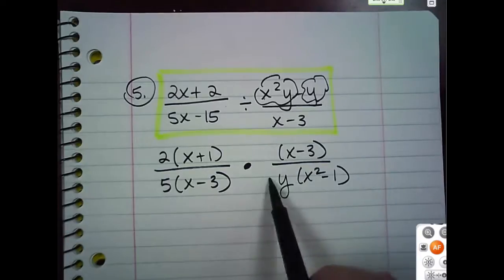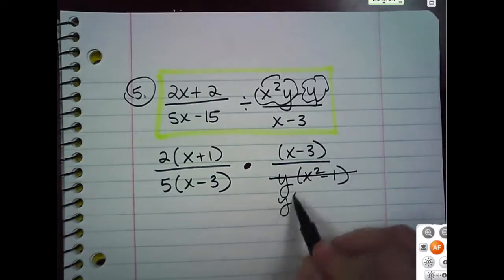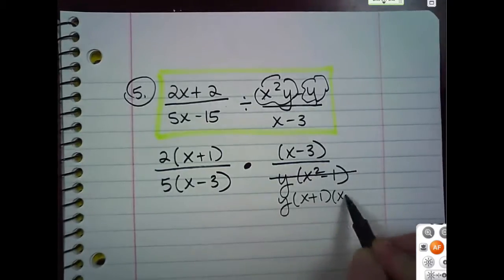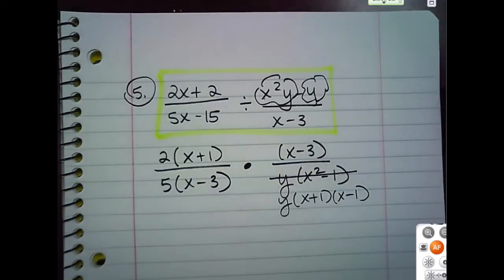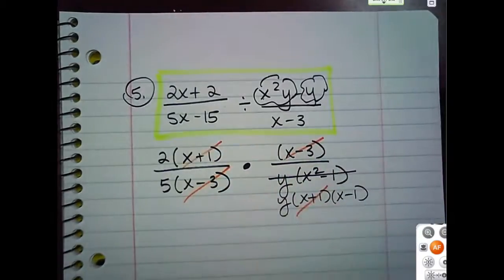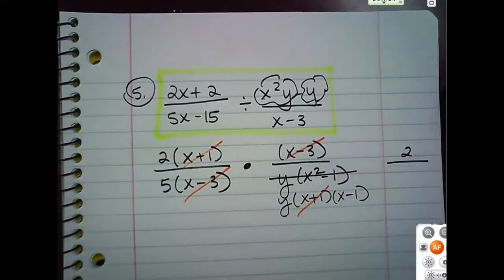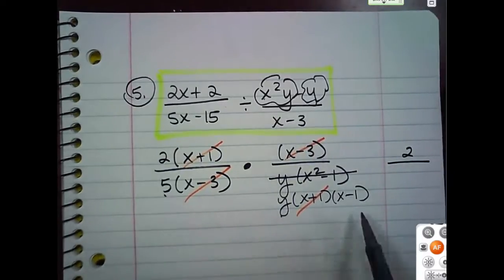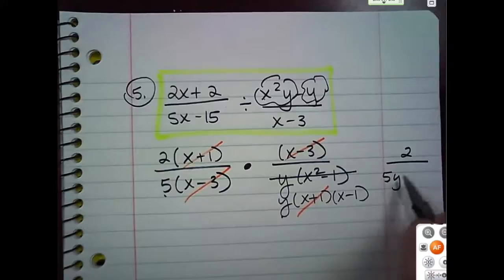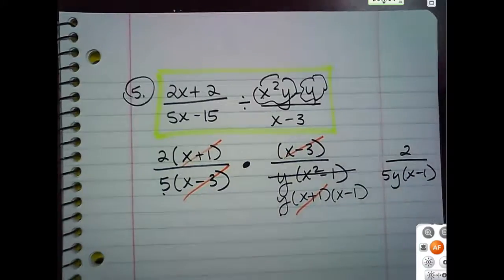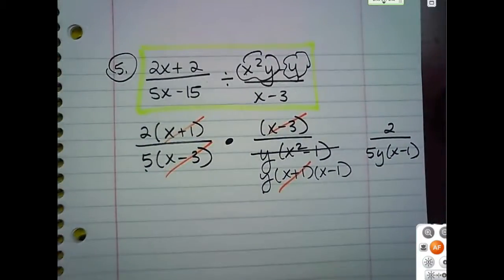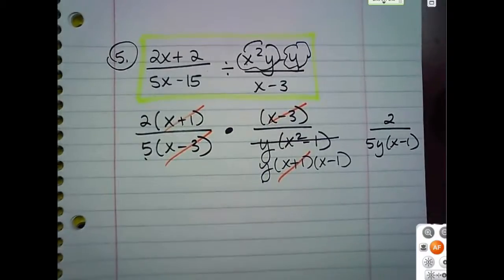Good. You notice that I'm just going to put a clean line through it and refactor it. And then cancel what you can. The x minus 3's go away, the x plus 1's go away. And then on top, all you're left with is 2. In the bottom, you're left with 5y and x minus 1. You can leave it like that. There's no reason to keep going, right? You can glance at it and know you can't factor anything else out, so you're good.